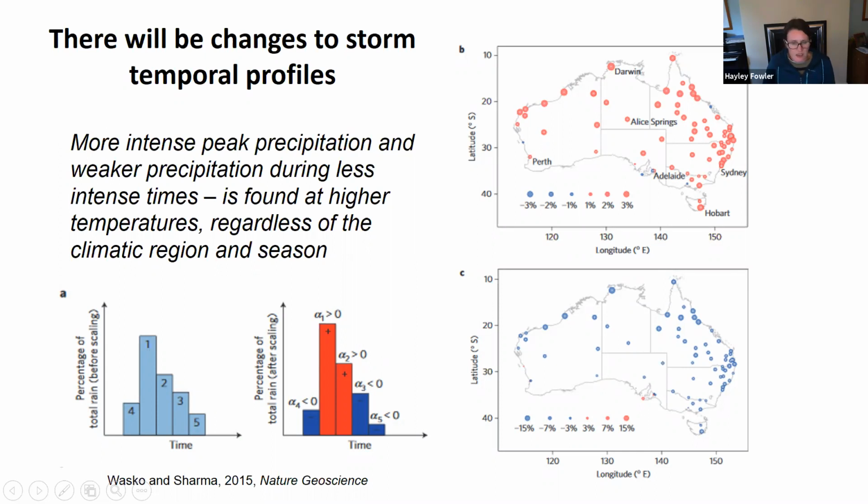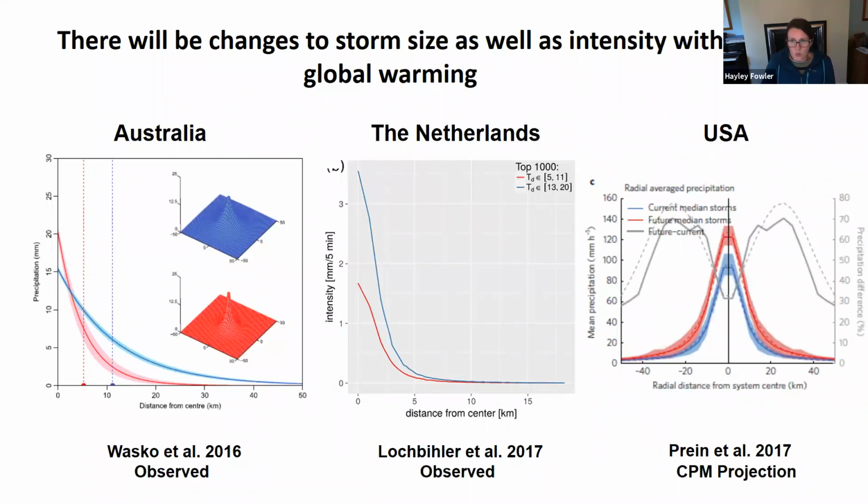So we can perhaps expect storms to become more intense in their peak, but perhaps shorter or weaker during that less intense start and finish. The other thing is we can expect changes to storm size as well as this peak intensity with global warming. And there have been a few studies on this now. And there have been a couple of studies on observations from Australia and the Netherlands. And actually, although they used the reversed colours in their figures, and you can see this on the left and in the centre there from Wasko and Lochbihler, they actually find similar results in terms of increases in the peak intensity of this central part of the storm with warmer temperatures. And you can see that there in Australia with the red line with increasing peak intensities, and in the Netherlands with the blue line, increasing peak intensities in the storm.